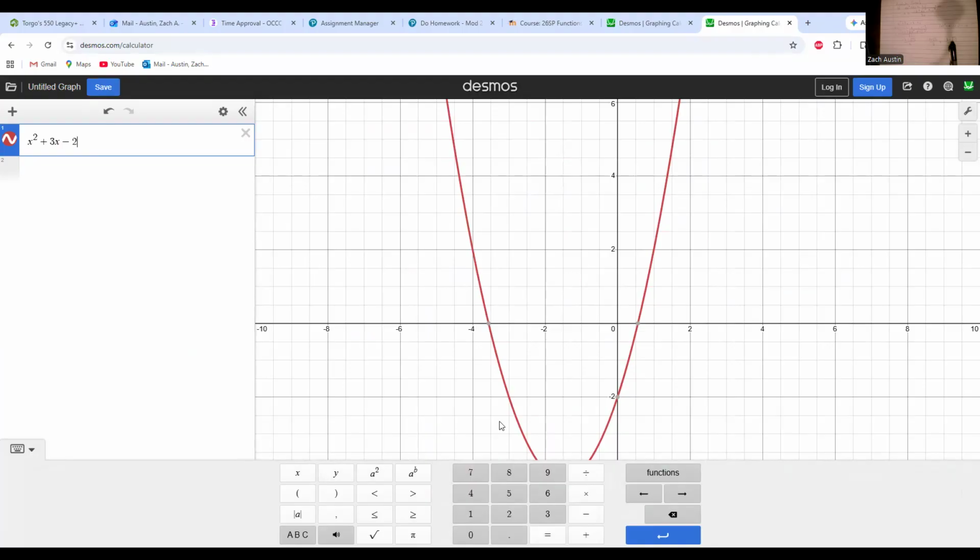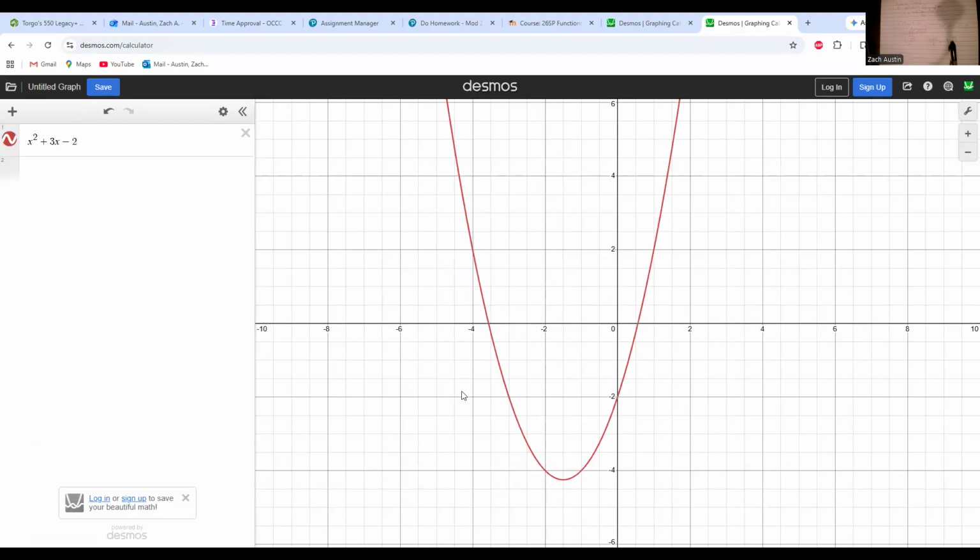Okay, and what we're finding in all of these cases is just these 2 points where we cross the x-axis. And you'll notice that this is going to give us a decimal approximation of this solution. Okay, so -3.56 and 0.56, right?